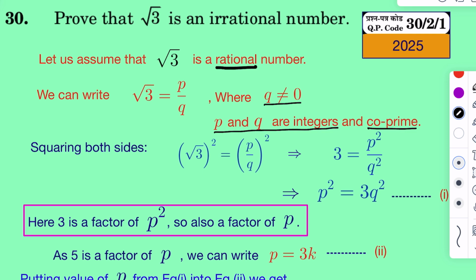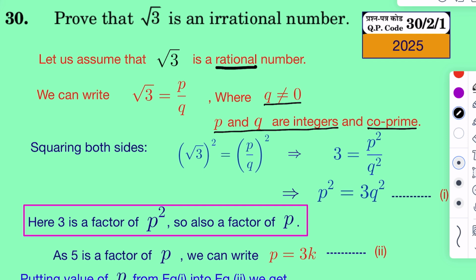Next, squaring both the sides, we will get root 3 square is equal to p by q whole square, or 3 is equal to p square by q square. So p square is equal to 3q square. Now we can write this as p square is equal to 3 into q square, that means 3 is a factor of p square. So 3 is also a factor of p.